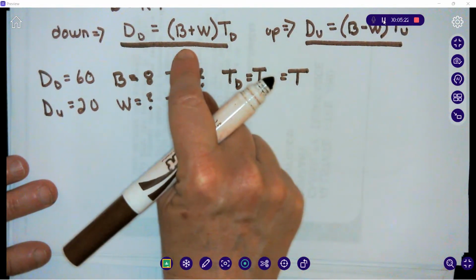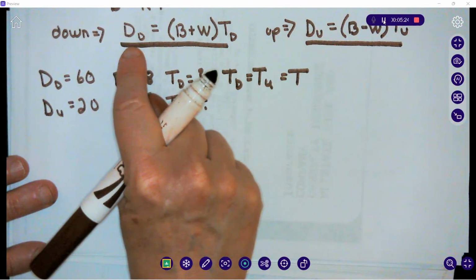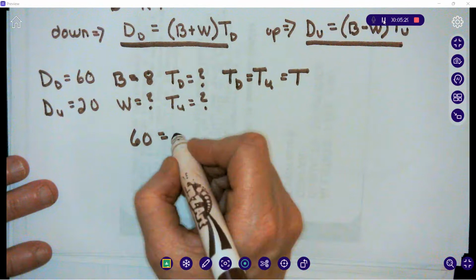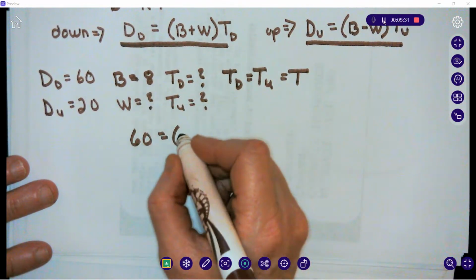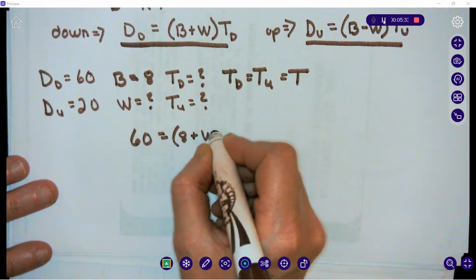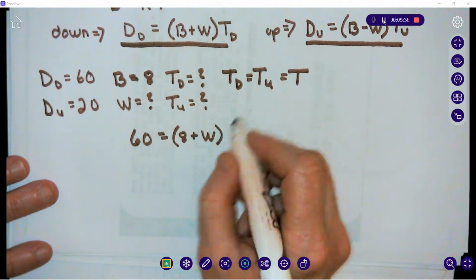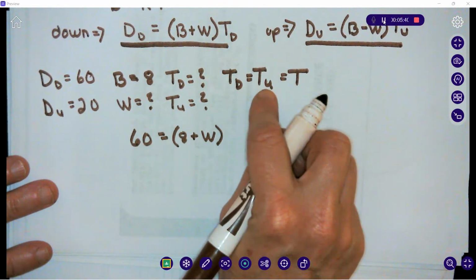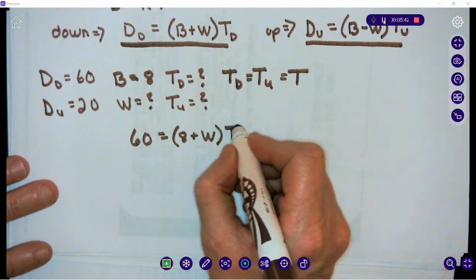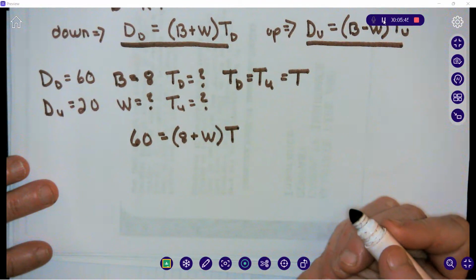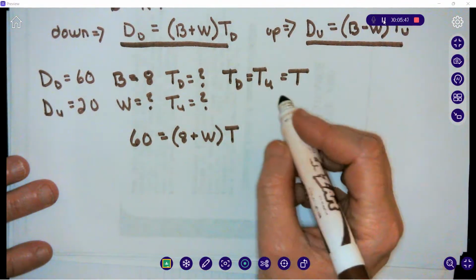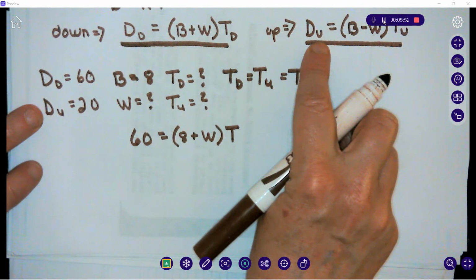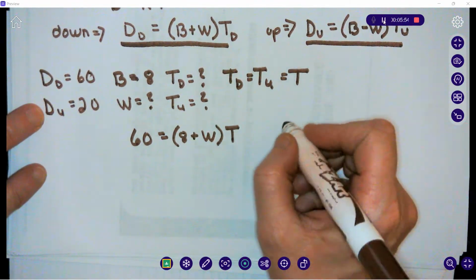Let's try this equation. We know that the distance downstream, which is 60, equals the boat, which we know, which is 8, plus the water, we don't know that one yet, times the time. And remember, the time downstream and the time upstream is the same, so we're just going to call it t. Okay, so that's one equation. Another equation that we know is the distance upstream. We said that they could go 20 miles upstream. So we have another equation here.